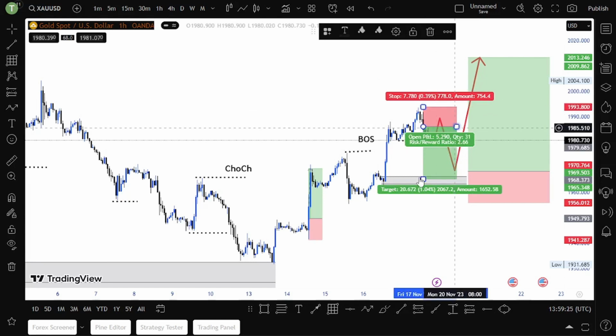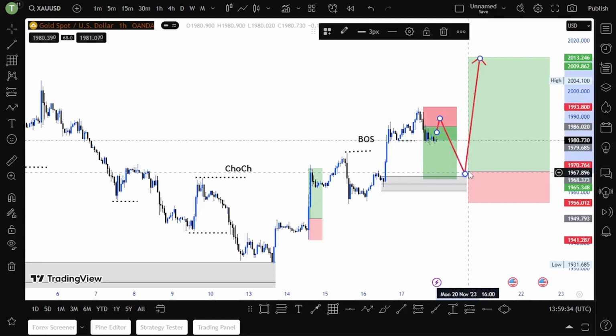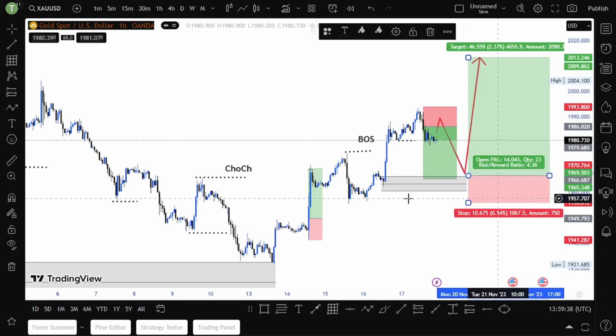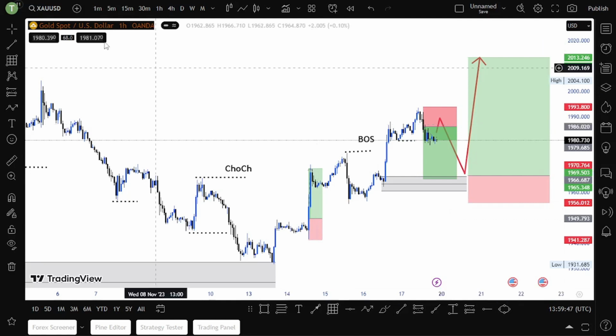We are now in a small sell. This one is a pullback, so we will be buying at this demand zone here. We would put our stop loss just slightly below this zone, as you can see on gold. So that is my view on gold, guys.